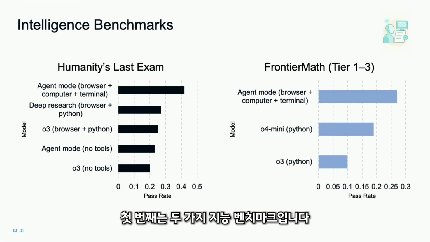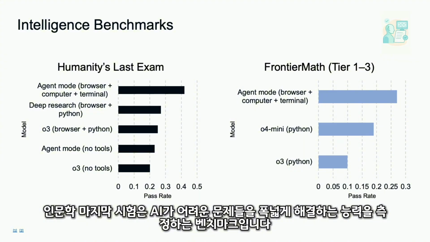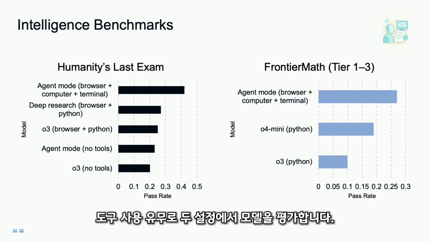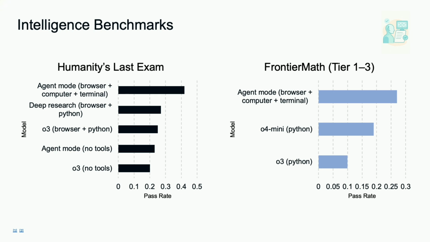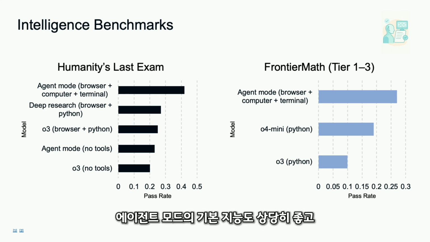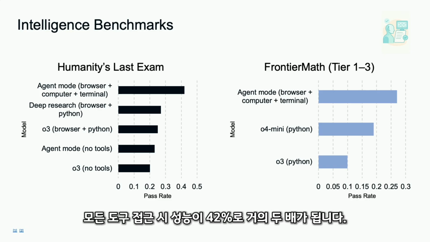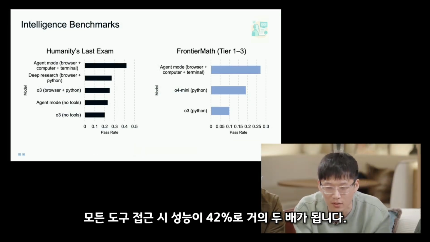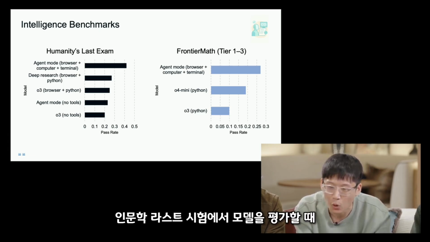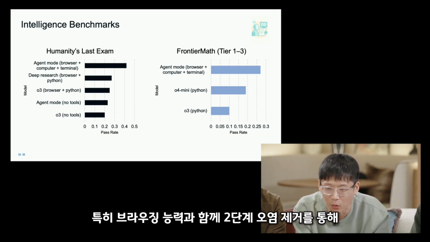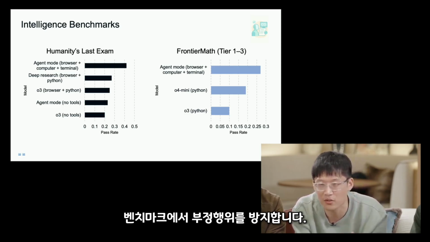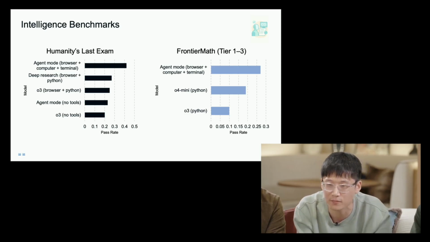First are two intelligence benchmarks. Humanity's Last Exam is a benchmark that measures AI's ability to solve a broad range of subjects on hard problems. We evaluate the models with two settings, with and without tool use. We can see that in the agent mode, the raw intelligence is already pretty nice, and with access to all tools, nearly double the performance to 42%. When evaluating models on Humanity's Last Exam, especially with the browsing ability, we have a two-layer decontamination that ensures that the model doesn't cheat on this benchmark.